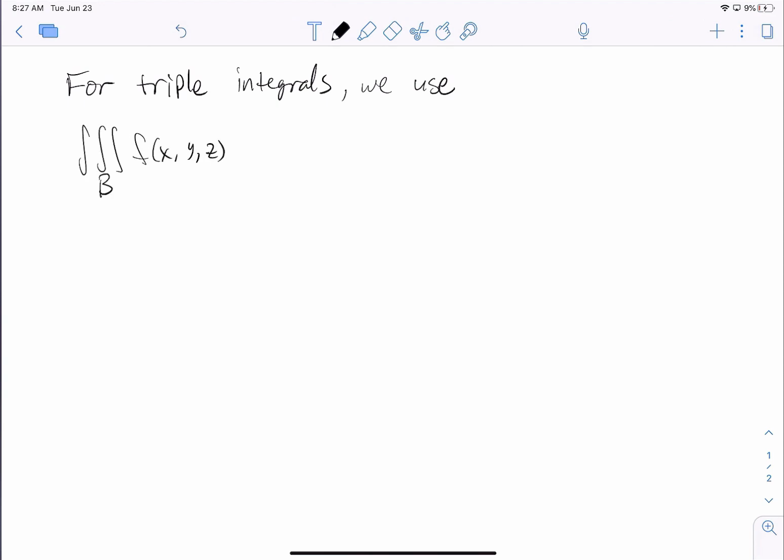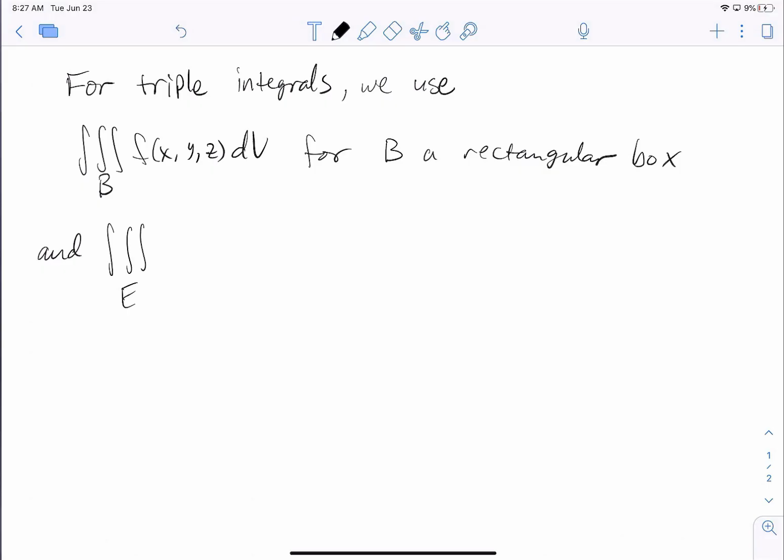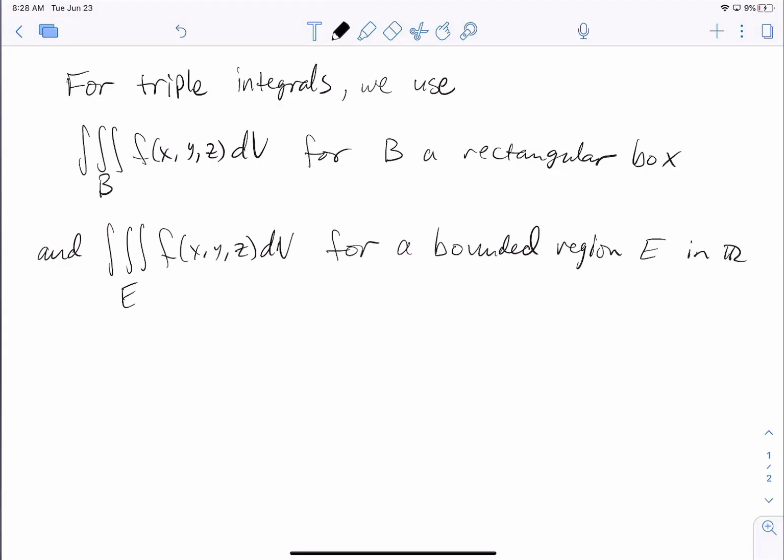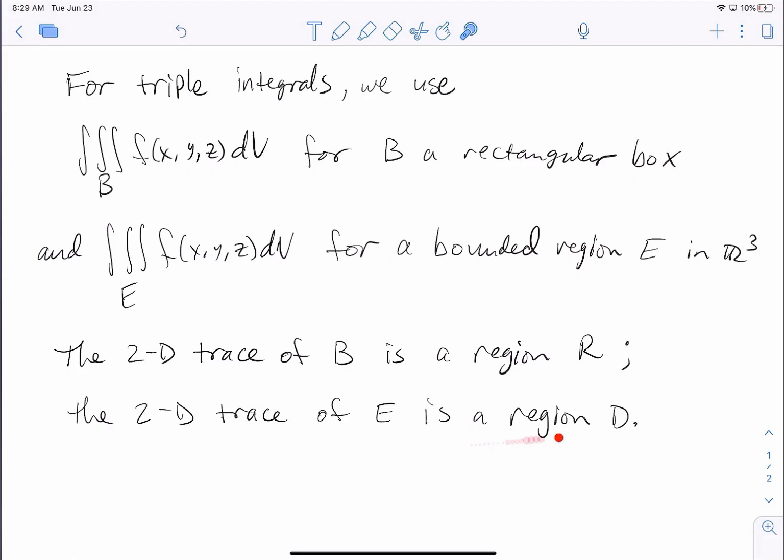The analogous notation that we use for triple integrals is a triple integral over B of f of x, y, z, dV for B a rectangular box. And then it's a triple integral over E of f of x, y, z, dV for a general bounded region E in R3. The two-dimensional trace of the region B is a region R on a coordinate plane. The two-dimensional trace of E is a region D in a coordinate plane.